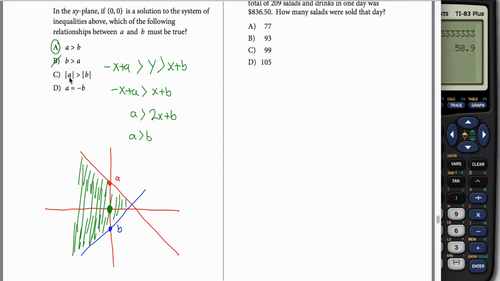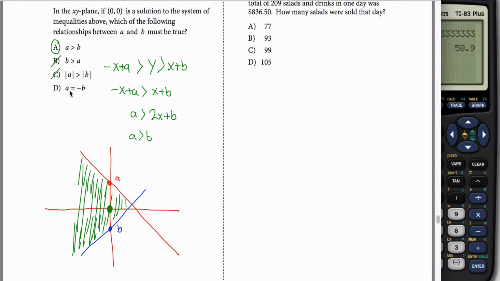What about the absolute value of A being greater than the absolute value of B? Not necessarily, right? This blue line could be way down here. Then B is further away from 0, that distance, than A is from 0. But I'd still have this point in my shaded region. So that's not right either.